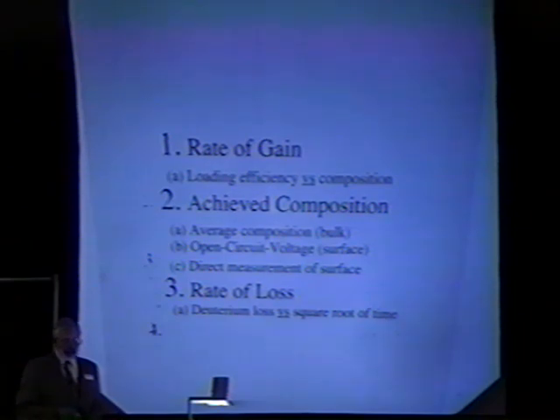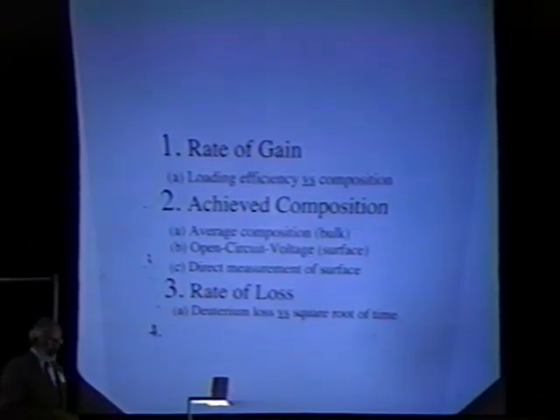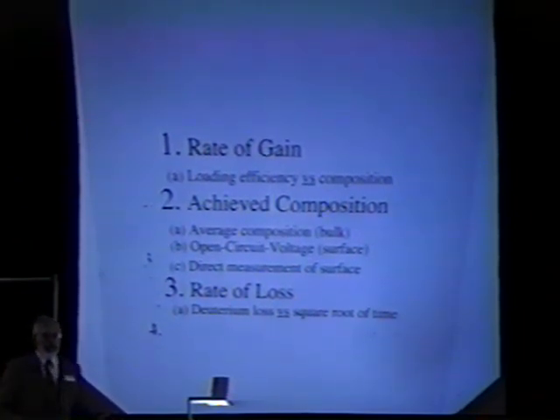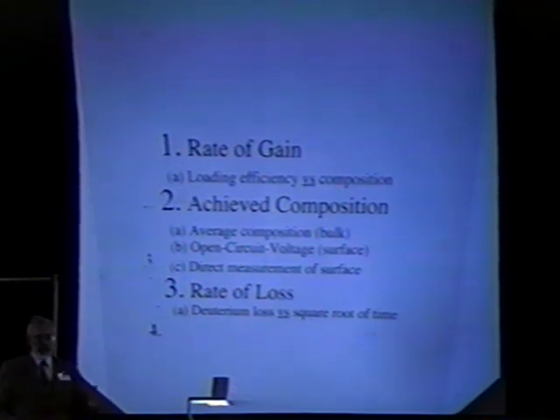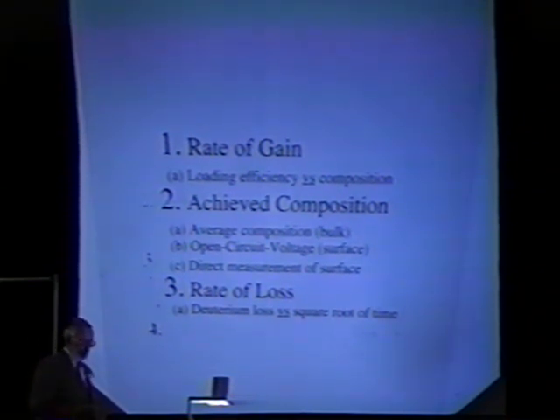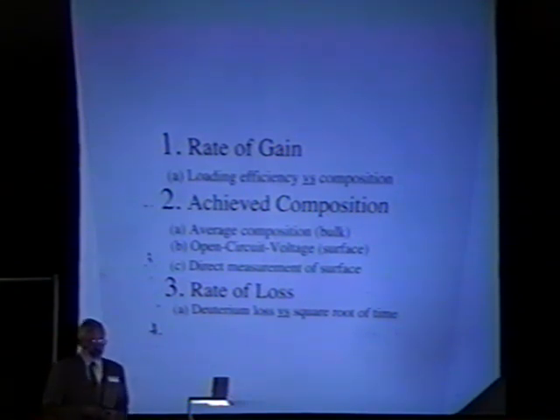Deuterium is lost from the palladium, and it's lost continuously, even when it's fully loaded. It's continuously being lost. And the question is, well, how is that happening, and how can we control it? I measure that by plotting the deuterium loss versus the square root of time. That's a linear relationship indicating that the loss is diffusion controlled.